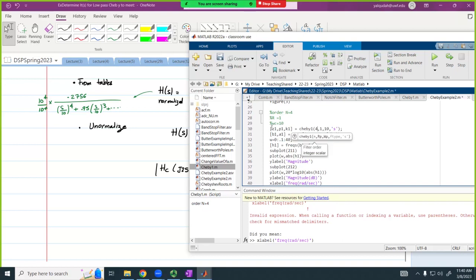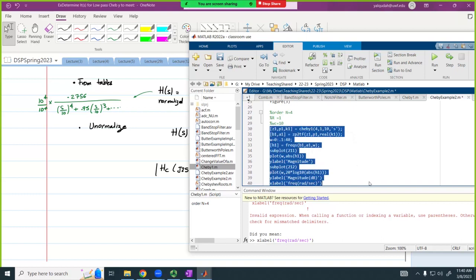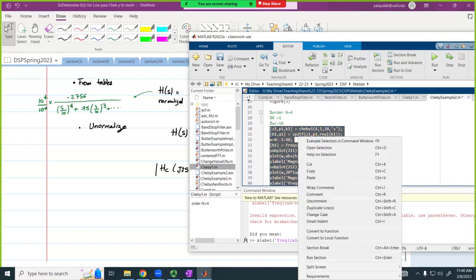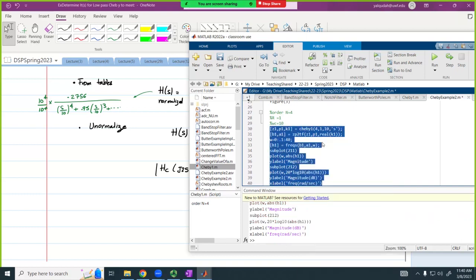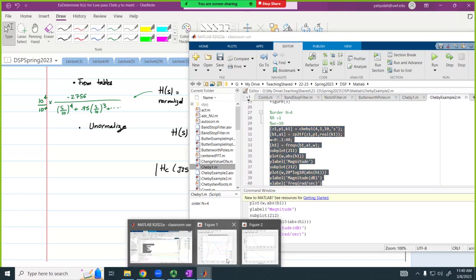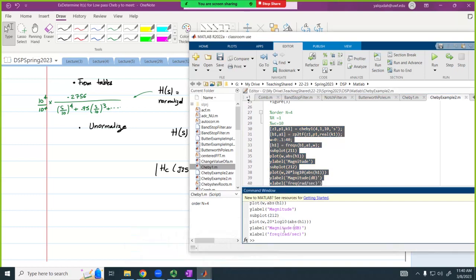How do we convert the decimal to the dB? Decimal is dB of the decimal? It's 20 log 10 of that value. Okay.